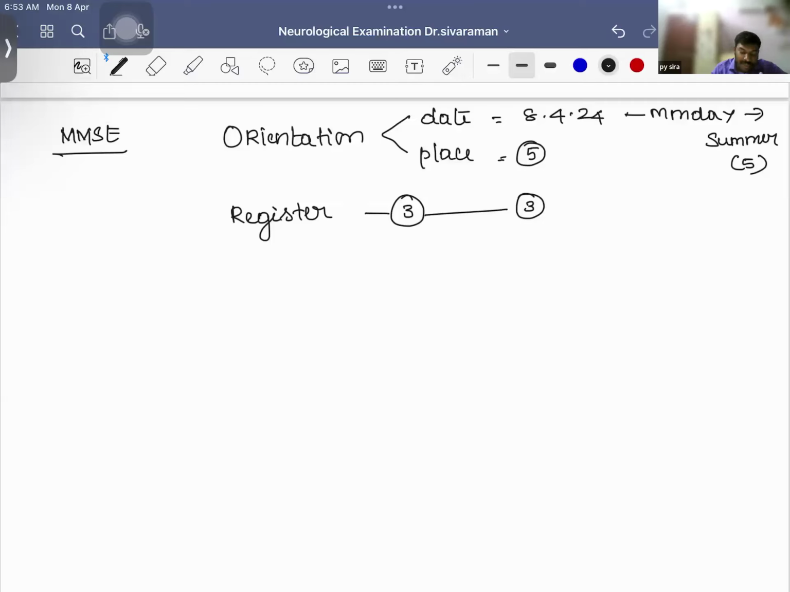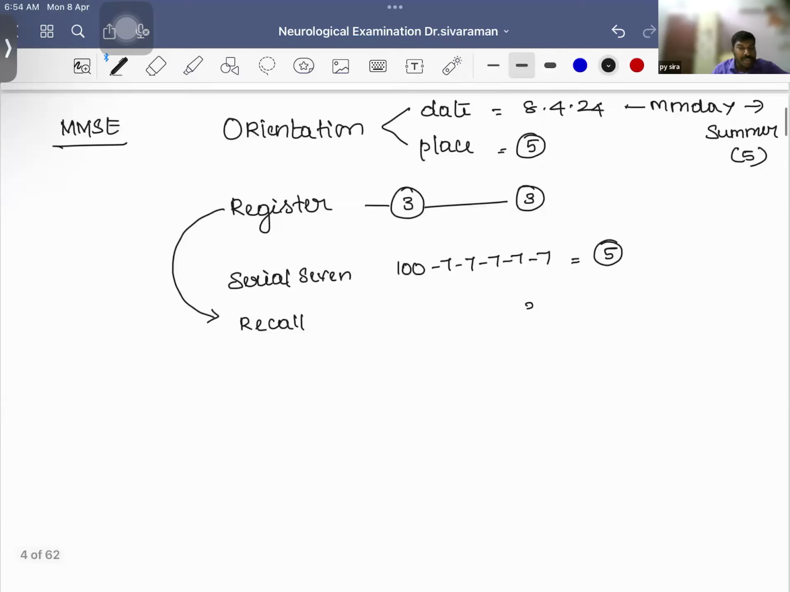Then next is serial sevens. Serial 7 is going to be checking the memory. 100 minus 7, minus 7, minus 7, minus 7. You're going to give 5 marks here. Now after registration and after asking serial 7, you're going to ask them to recall those 3 objects. When the patient is able to recall those 3 objects, then the score is going to be 3.